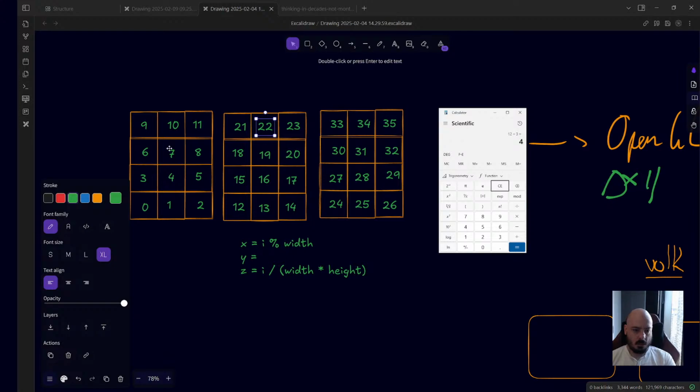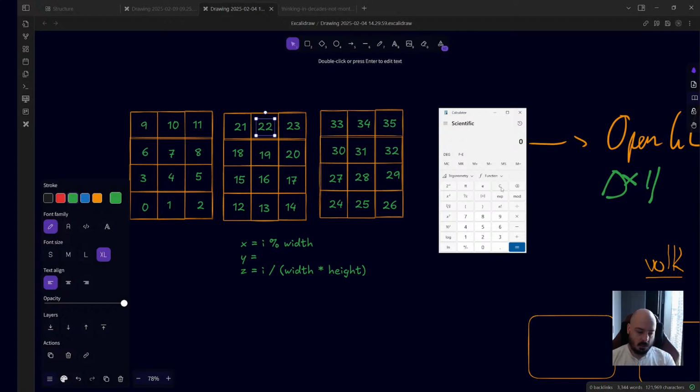So 12 minus 12 divided by 3. No. What am I doing? 12 divided by 3 is 4. So we're in the 4th row, which means we're actually on the 0th row. So divide by, no, I can't do a divide. It's got to be mod height.